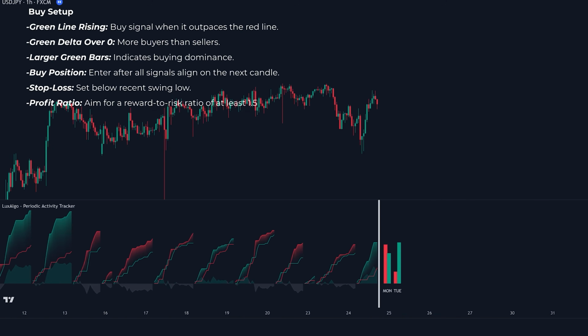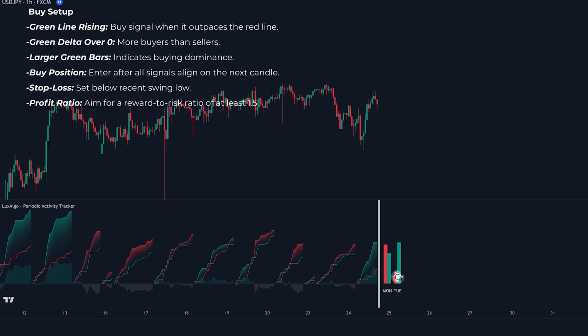Buy setup ideas. Green line rising. When the green line shoots up and the red line doesn't catch up, it's a sign people are buying more. This might mean prices are about to go up. Look at the green delta. A green delta over 0 shows that there are more buyers than sellers.